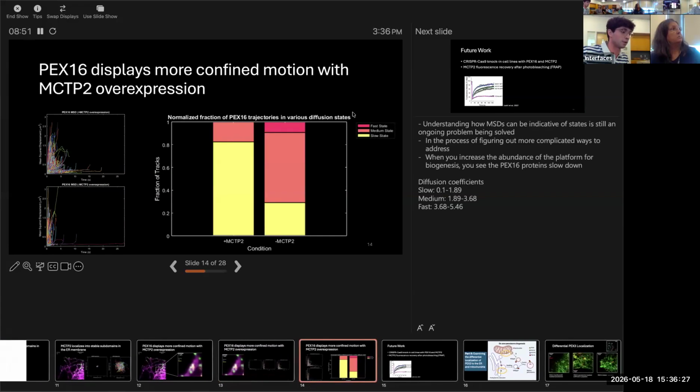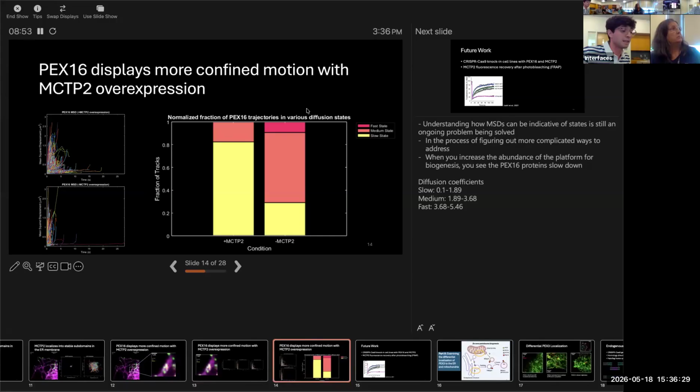biogenesis. And so one more way to quantify this is here we have these normalized fractions of the PEX16 trajectories in different diffusion states. Here, what we can show is that when we overexpress this protein that is supposed to be the platform for peroxisome biogenesis, we're seeing a lot more slow diffusion of PEX16 in the ER membrane, whereas when we're just tracking PEX16 with normal levels of MCTP2, it's moving generally faster.